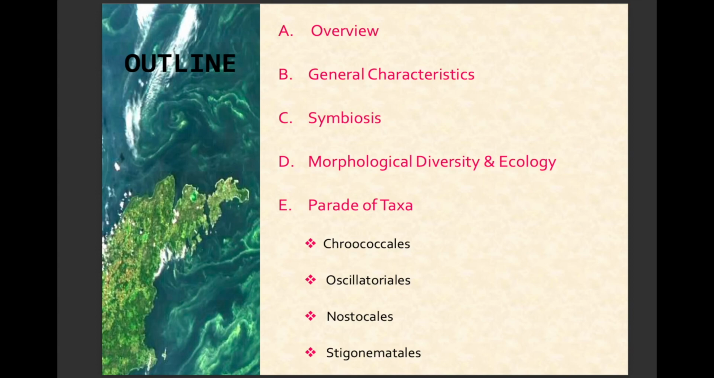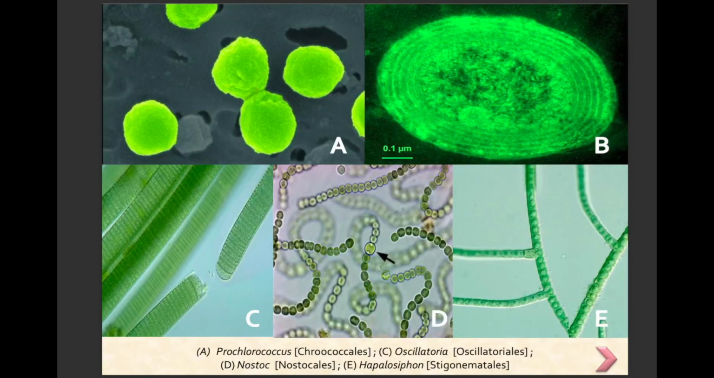Now, moving on to the last portion, we have your parade of taxa. Again, as we mentioned earlier, we have 4 taxa involved here. We have your Chroococcales. These are unicells and form mucilaginous secretions to form your colonies. We also have your Oscillatoriales, which are filamentous in nature. So we have your Oscillatoriales right here in letter C.